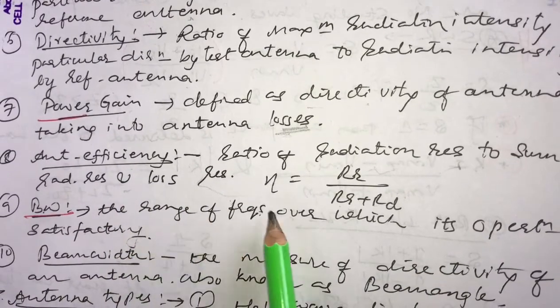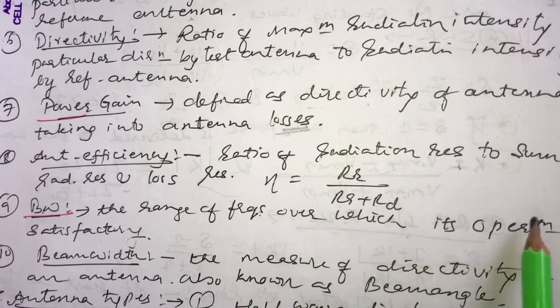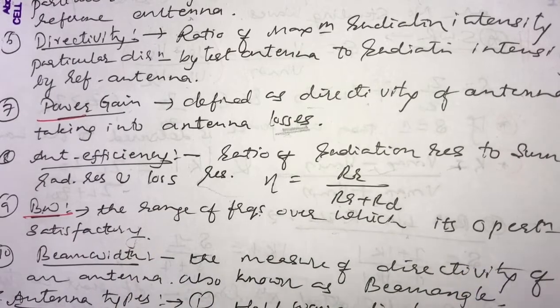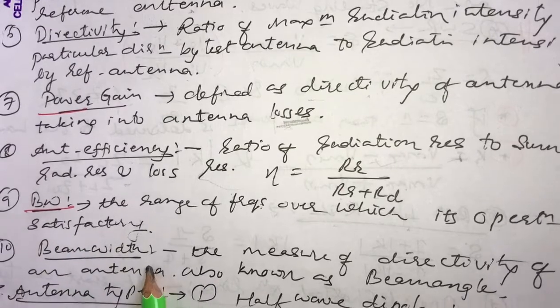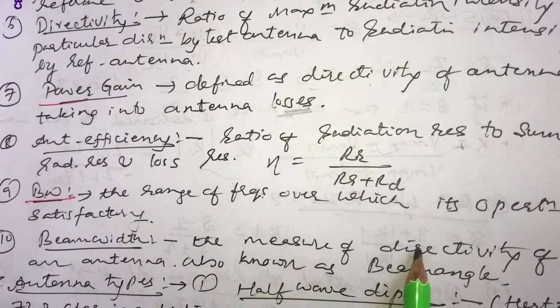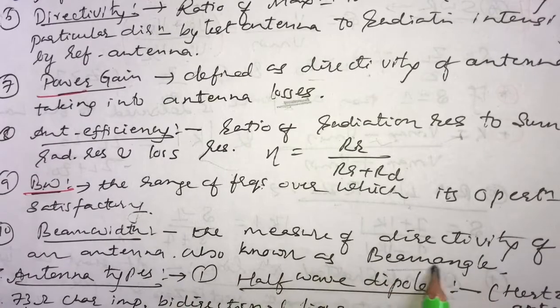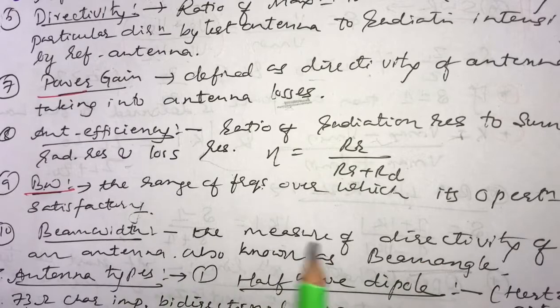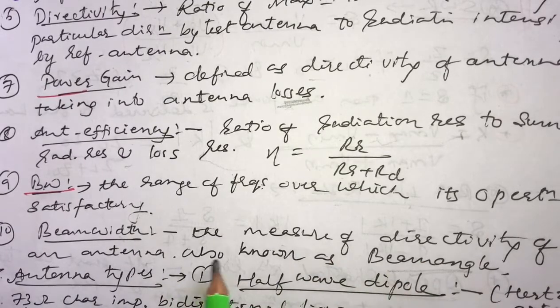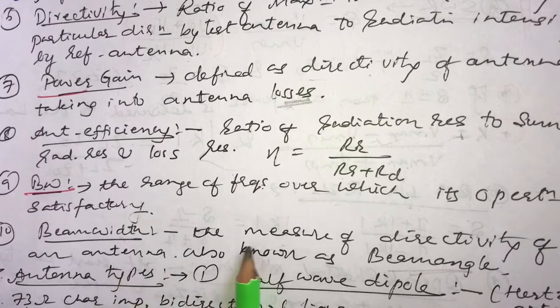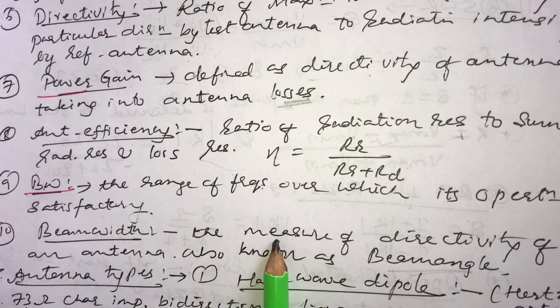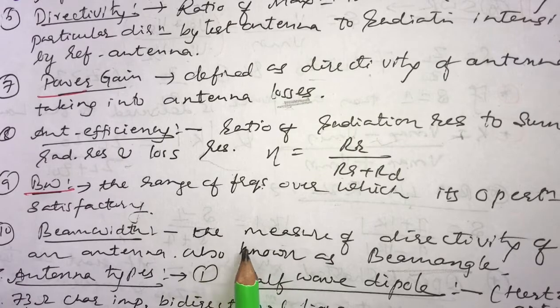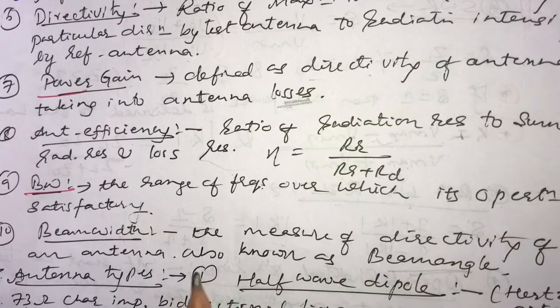And bandwidth is nothing but a range of frequencies over which its operation is satisfactory. The range within which it operates satisfactorily, that is called bandwidth. And finally, the beam width is the measure of directivity of an antenna, also known as beam angle. Beam width is the measure of directivity of an antenna. In which direction it is, the thing that we measure, we call beam width. So beam width is nothing but a measure of the directivity of an antenna. So to measure the directivity, we call it beam width.